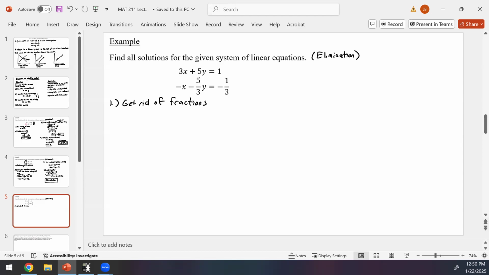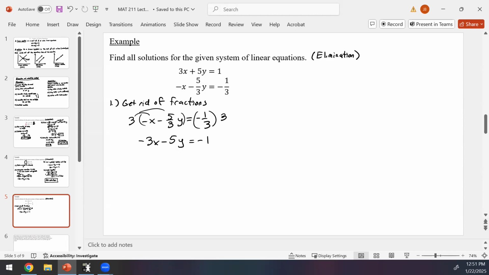And the reason I'm getting rid of the fractions is because then it'll help me choose what variable I want to eliminate. So if I look at the second equation and I notice that they all have a 3 denominator, I'm just going to multiply by 3. So why am I doing that? Because it gets rid of the fraction. So if I distribute, I get negative 3x minus 5y equals negative 1. Fraction is gone. Now my life is a lot better.